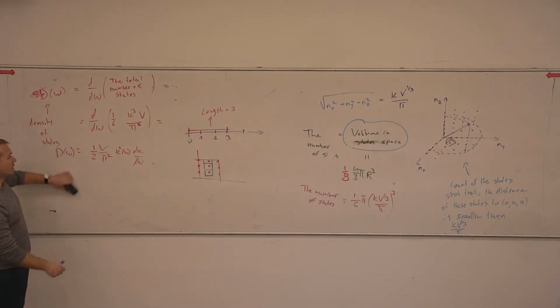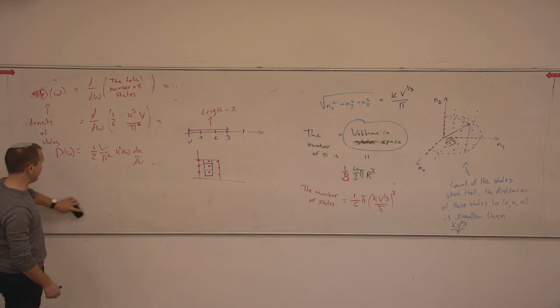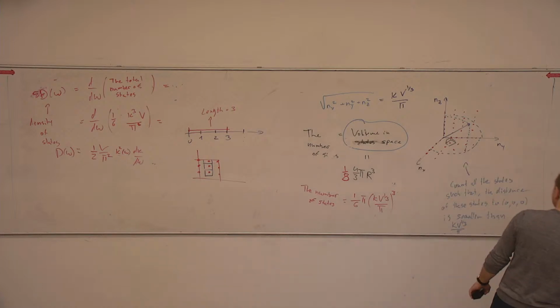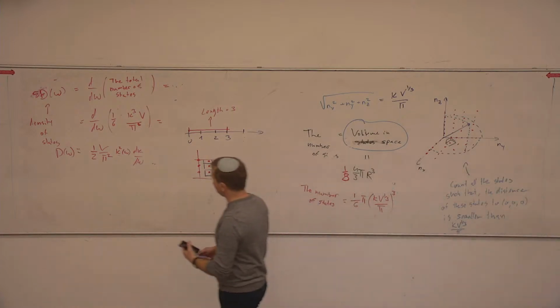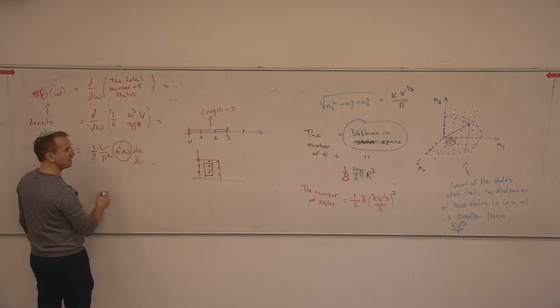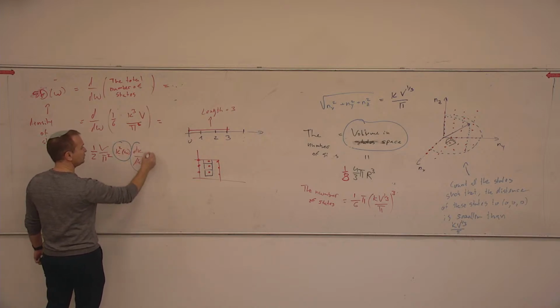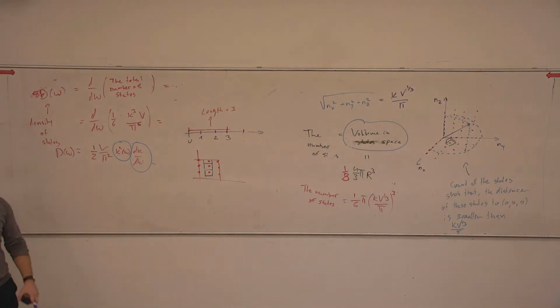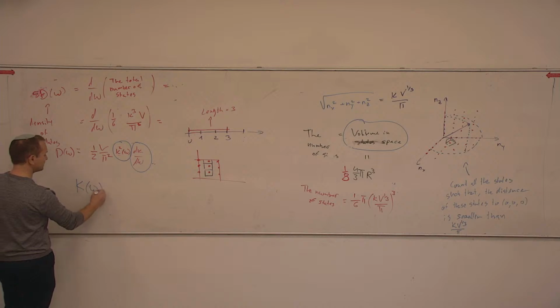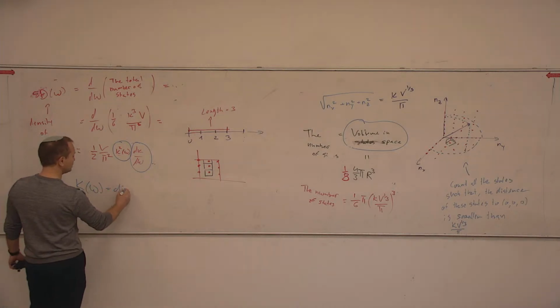Okay, so let's make the following transition. We know almost everything, but we just don't know what k squared of omega is and what dk/d omega is. Why don't we know this? Well, because nobody has told us what the dispersion relation is.